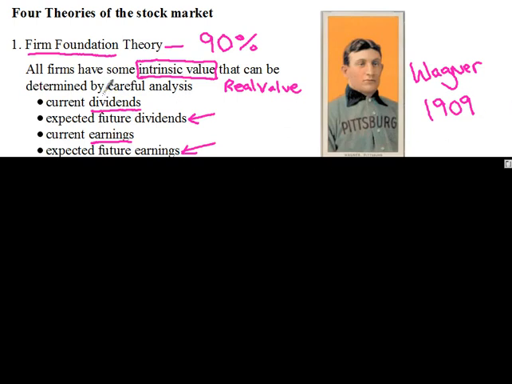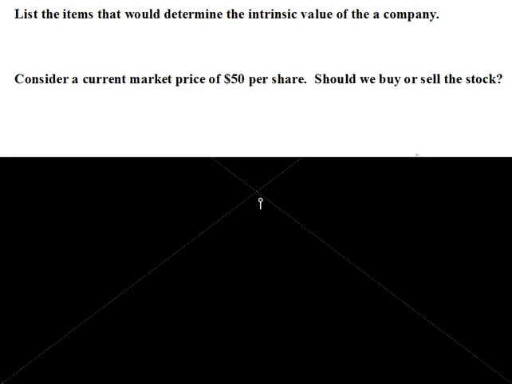That would be things like, of course, dividends and earnings, obviously, but what determines a company's dividends and earnings? Let's see if we can come up with a list of the items that would determine the intrinsic value of a company. What would determine the real value of a company? It would be obviously anything that's going to affect earnings and dividends. So what might those things be?